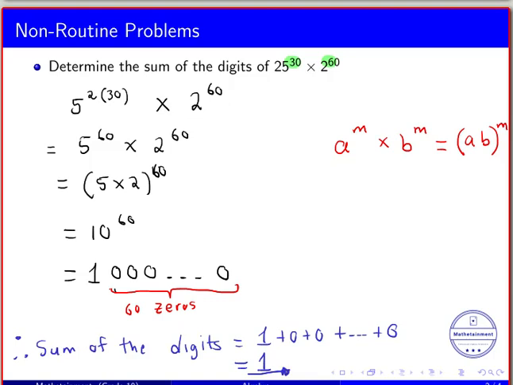Who may have thought that the answer here is 1? The problem looks a bit scary, but the answer here is 1. We just used our laws of exponents and then a little bit of thinking in terms of the powers of 10. So the sum of digits for that problem is 1.